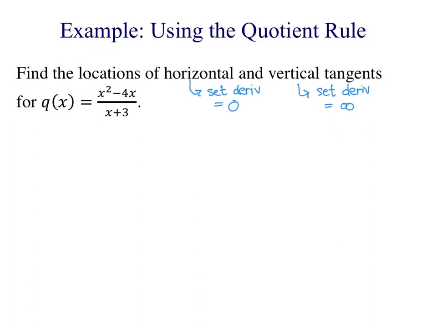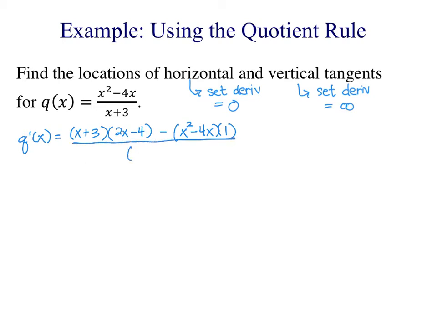So first of all, let's find the derivative. So q prime. My quotient rule says to start with the denominator, x plus 3, and then the derivative of the numerator, so 2x for the power rule, minus 4, minus the quantity x squared minus 4x, and the derivative of the denominator, which is 1. The whole thing over x plus 3 as a quantity squared.